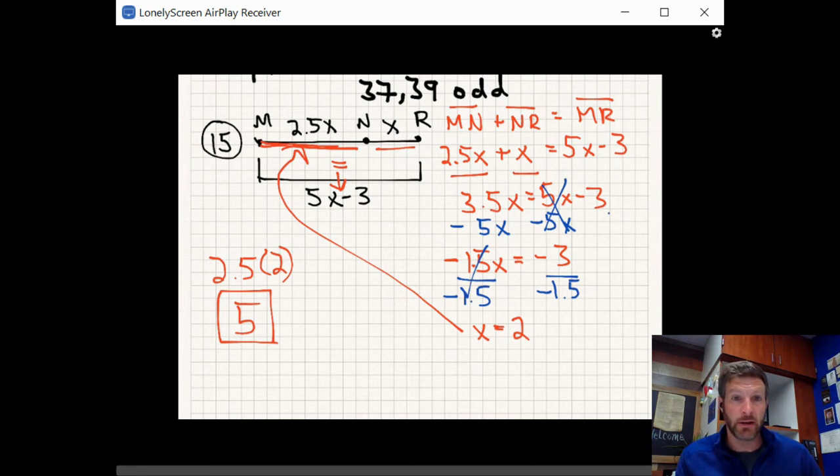In this case, we found MN. Obviously, we know what NR is. NR is 2. And if they asked us to find MR, we could just add those together. I'm just extending the problem. I know this is 5. I know that I found x is 2, so I could also know that M all the way to R, the entire length, is 7. Once you know x, you can find all the other distances in the problem.